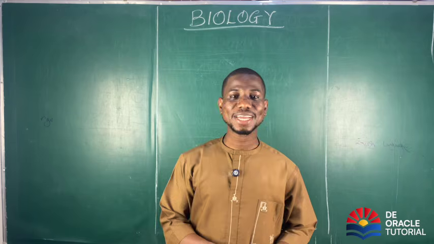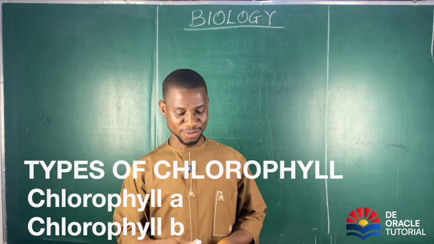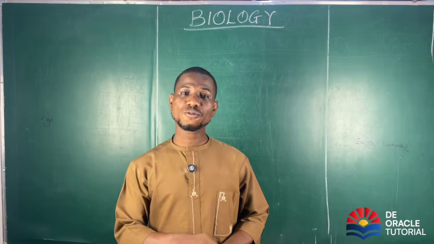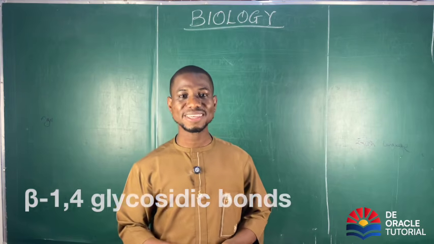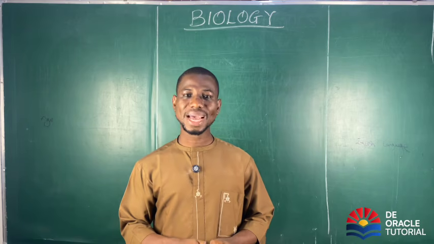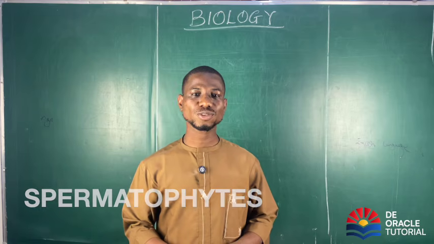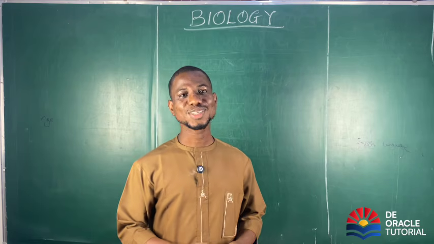Do you know we have different types of chlorophyll? We have chlorophyll A and we also have chlorophyll B. A bit of beta 1,4 glycosidic bond which is present in cellulose. In today's class, we're going to look into a branch in the plant kingdom called spermatophytes. Stay with us to the end of this video. Trust me, you will understand.